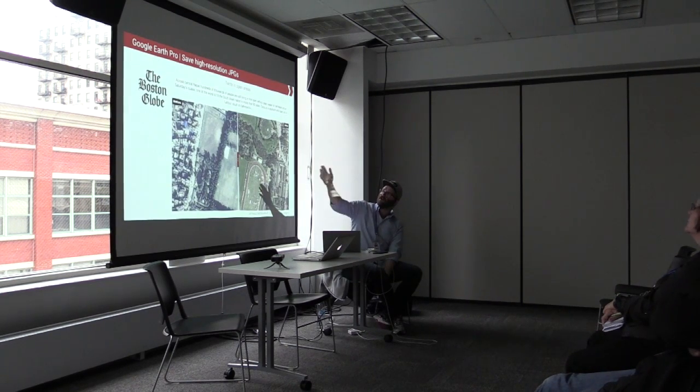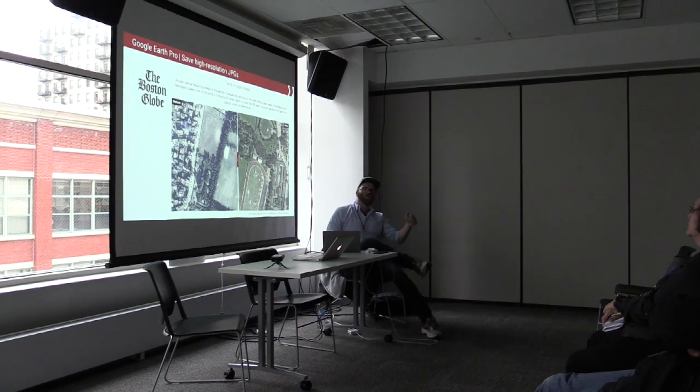Here's one: the Boston Globe did a before and after on some earthquakes in Nepal, again using this data in Google Earth. I built something like this years ago after some terrible tornadoes hit a bunch in Alabama, in Tuscaloosa.